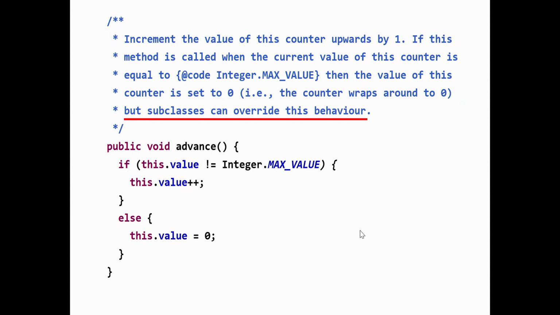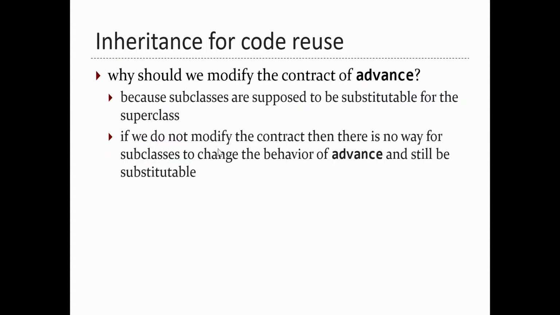Notice that there's no way in the language to actually enforce this. There's no way in code that you can enforce it. If you use inheritance, someone can still do something funny with the value. All right, so why do we modify the contract for advance? Because subclasses are supposed to be substitutable for the superclass. If you don't modify the contract, there's no way for subclasses to change how advance works.